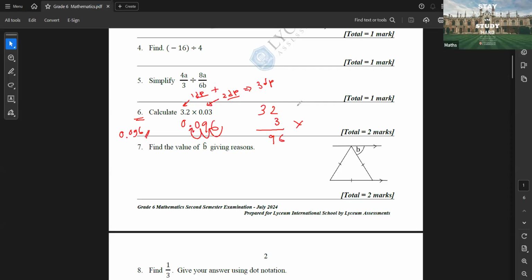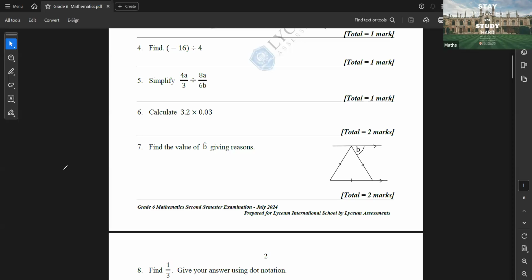Let's move on. Question number 7. What does question number 7 say? Find the value of b. So this is also a geometry question. A good question again.